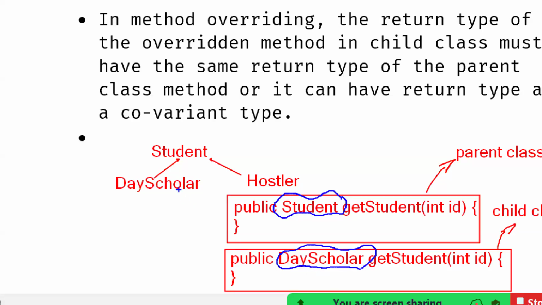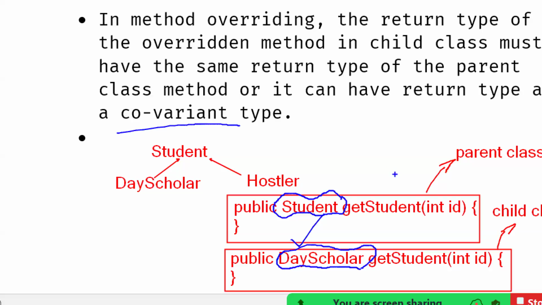Day scholar. Day scholar is a covariant type of student. Am I right? Because day scholar is a child class of the student class. So we can say day scholar is a covariant type. Even hostler is also another covariant type of student. So this is allowed. This is correct. Either the return type must be the same, or in the child class, the overridden method can have the return type as a covariant type.